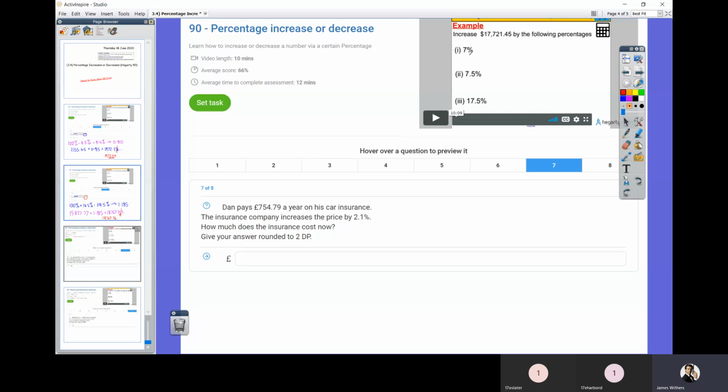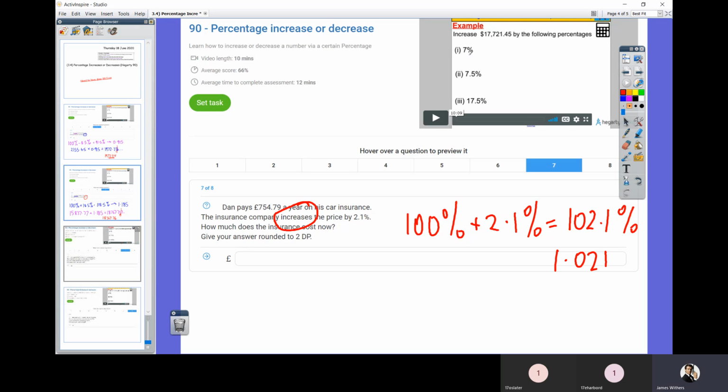Now, let me see. Does this look like it's worth doing? Dan pays a certain amount a year in his car insurance. The insurance company increases the price by 21%. How much does the insurance cost now? I won't do the whole question. You've got your 100%. It's an increase, so you're going to add 2.1%, giving you 102.1%. So your multiplier is going to be 1.021. So you're going to take your 754.79, multiply it by 1.021, and then make sure you round your answer to 2 decimal places. So that was question 7.